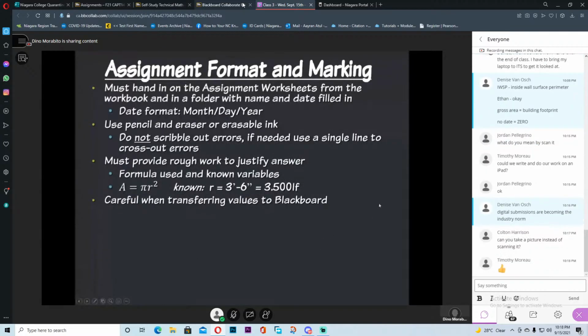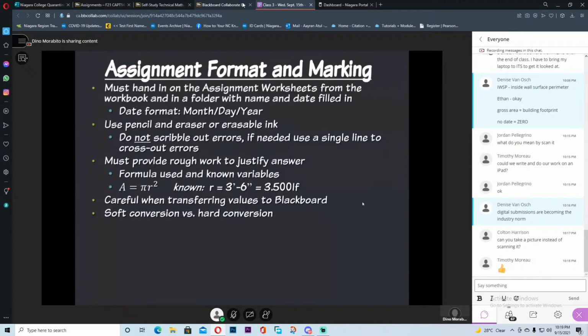So again, we want you to be really careful when you put your numbers into Blackboard. Make sure they're correct. Now, there's a conversion. We talk about two different things here. We talk about soft and hard conversion. In a soft conversion, 10 inches, as we saw with our calculators, is 254 millimeters.